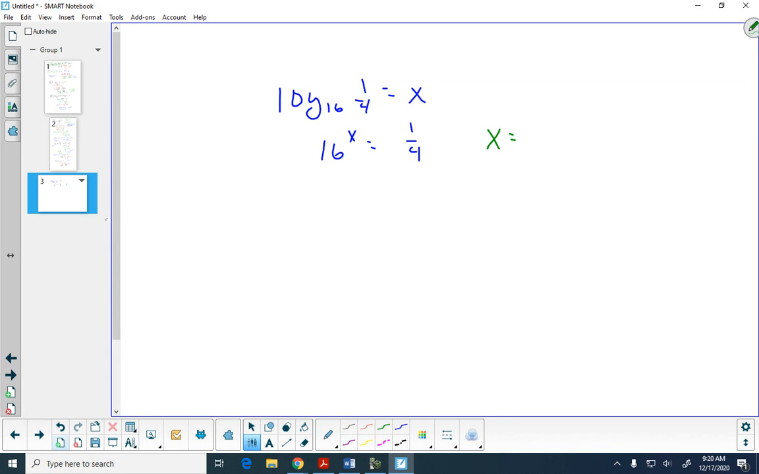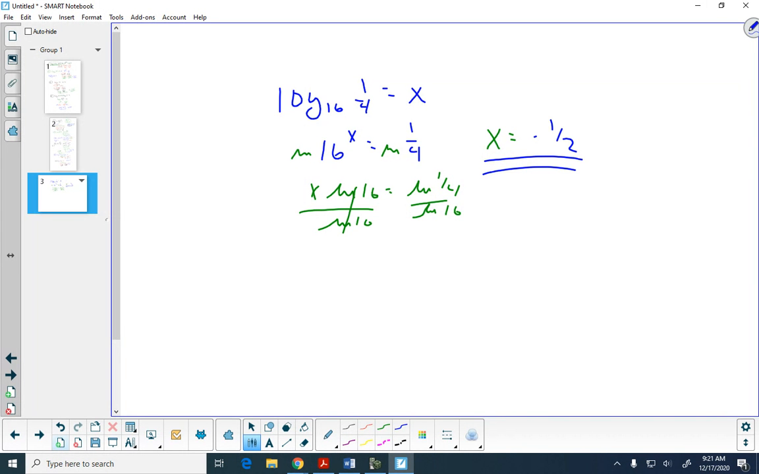Olivia, what do you get x to equal? Olivia? L, what do you get x to equal? I go with -1/2. -1/2.